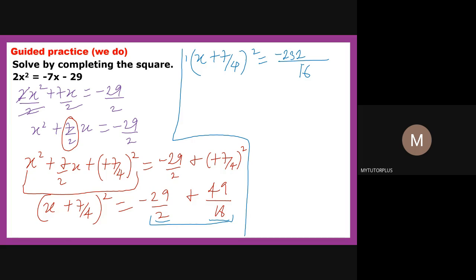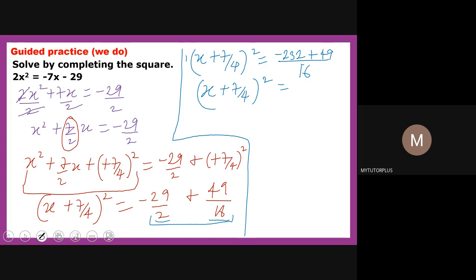So that will give me minus 232. Then how many 16s can I get in 16? That will give me 1. 1 times 49, that will give me 49. Then from here, we can simplify further. That will be x plus 7 over 4 all into bracket square equals minus 232 plus 49.